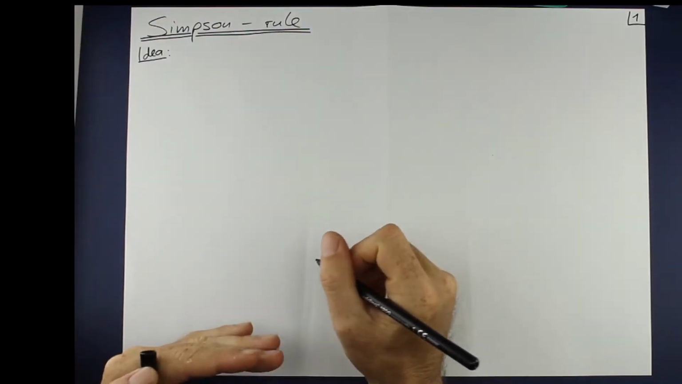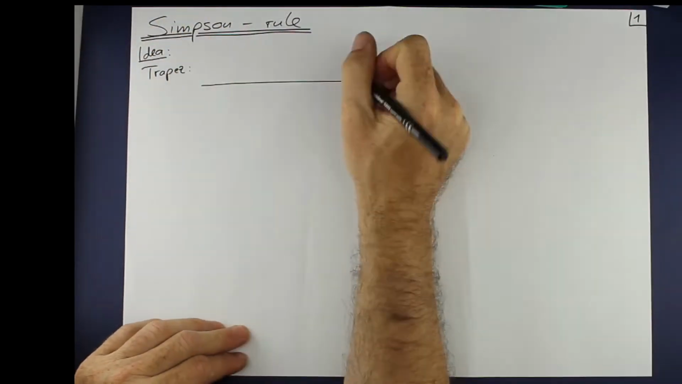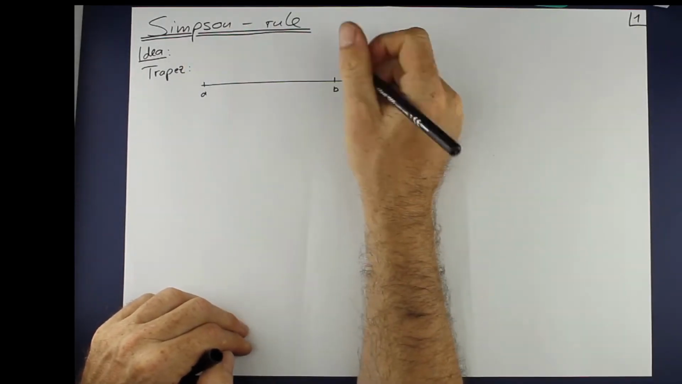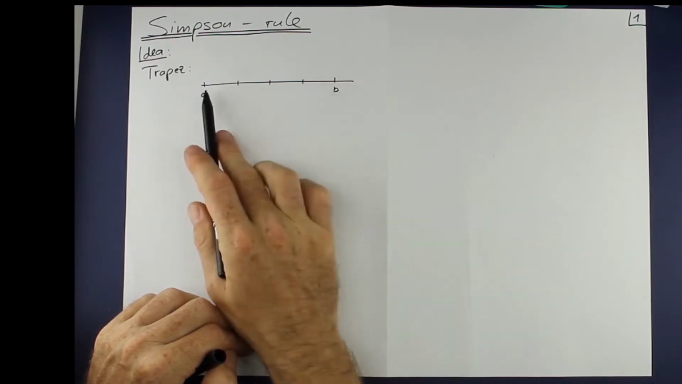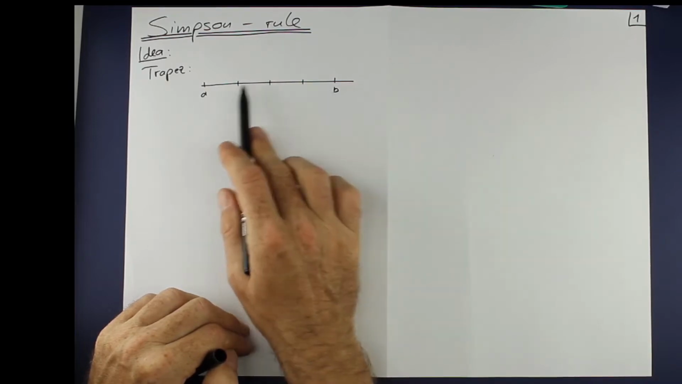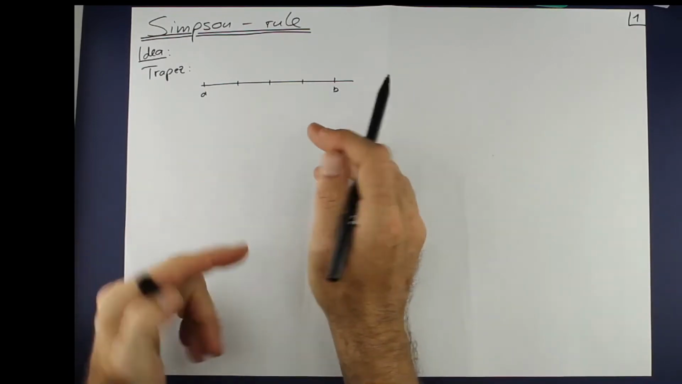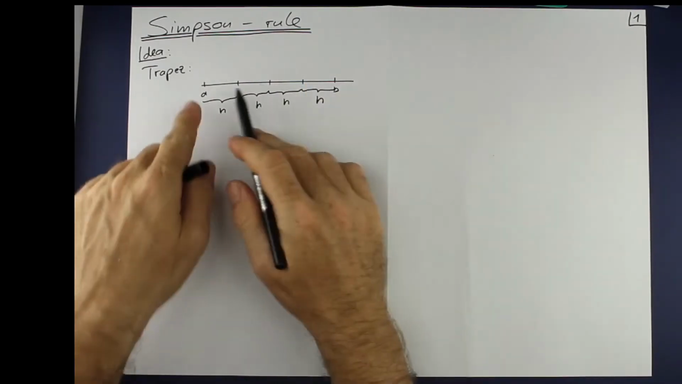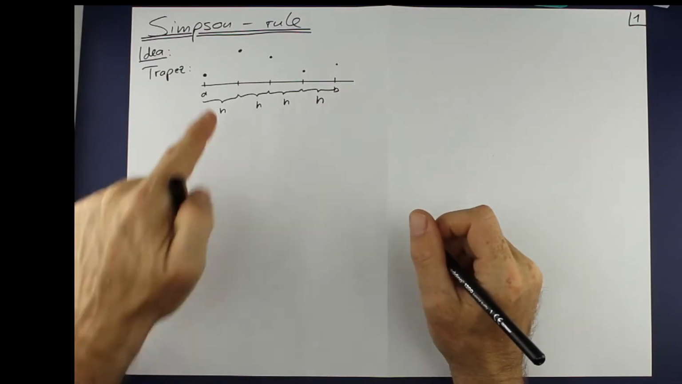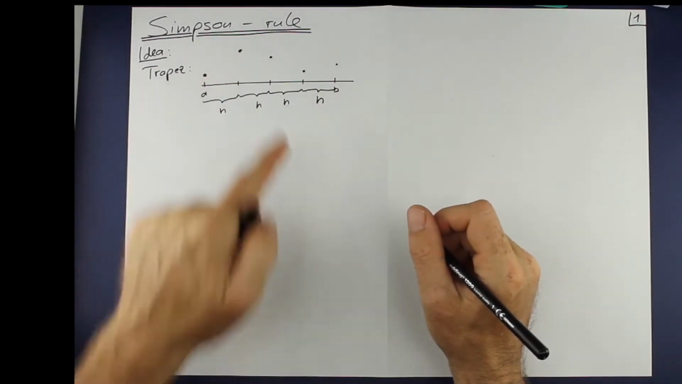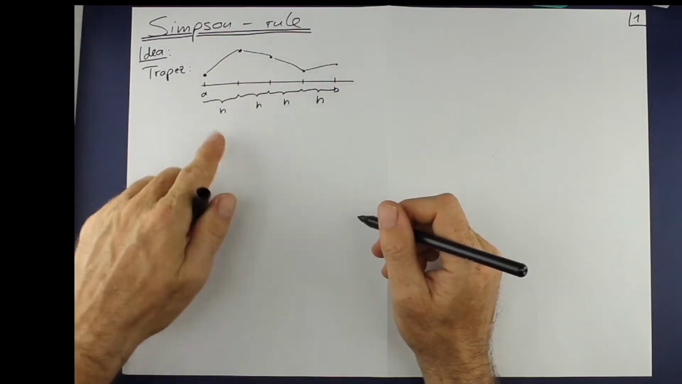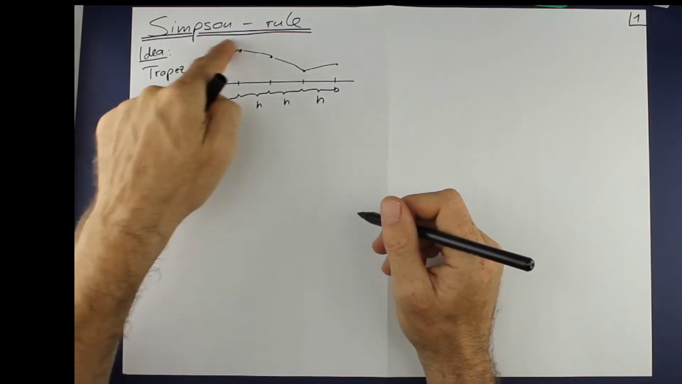What was the idea behind the trapezoidal rule? We had a function, we had an interval on which we want to integrate. We took some points between a and b, the first point to be a, the last point to be b, and these points linearly spaced. And then we evaluate at these points. And then we assume that these points are connected by straight lines. And then we take the area under these straight lines to be the area under the curve.